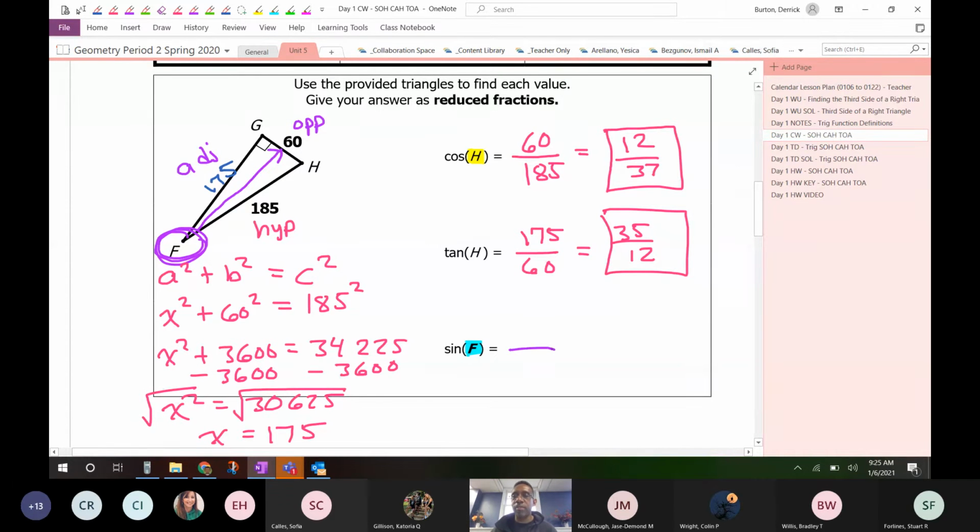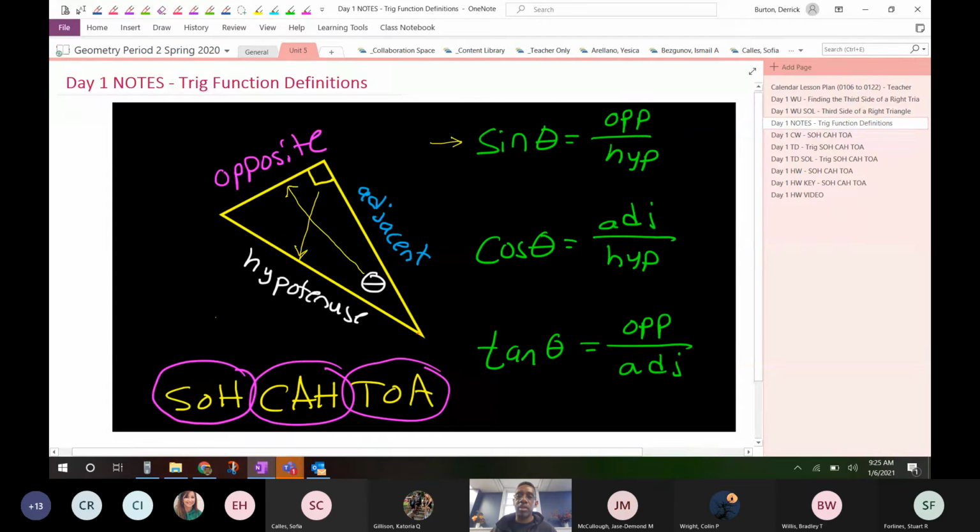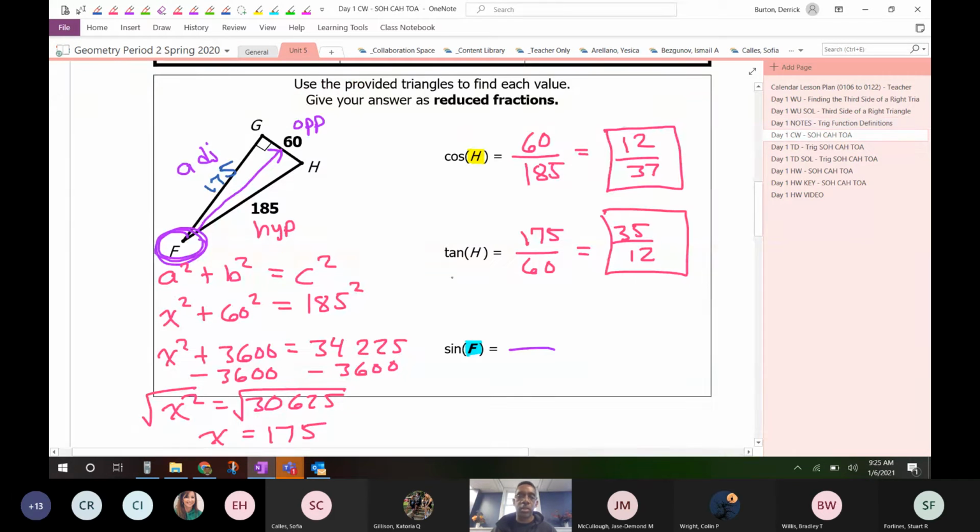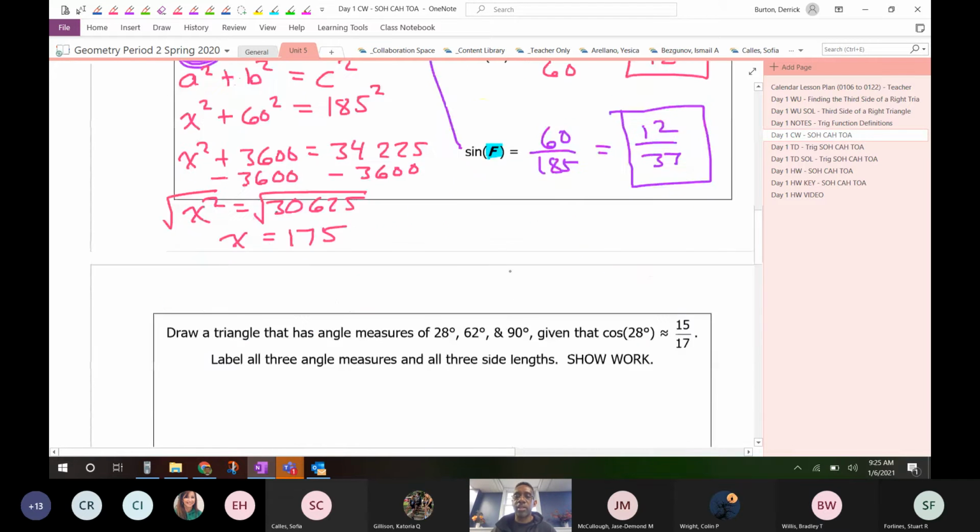So for the sine of F, looking at my notes, sine is opposite over hypotenuse. So that's going to be 60 over 185. And then we have to reduce this. But look, this is the same thing as the cosine of angle H. So we already know that's going to be 12 over 37. Okay, that is how you do it.